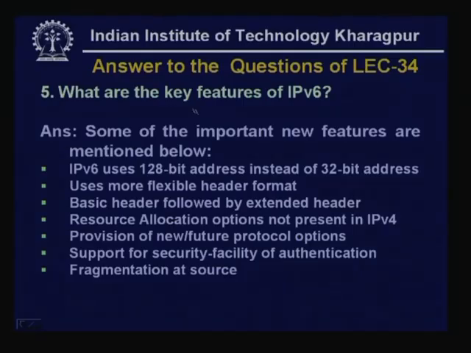Fifth question was, what are the key features of IPv6? As I mentioned, some of the most important new features are mentioned below. It uses a 128-bit address, it uses a more flexible header format, and there are 2 parts, basic header followed by extended header, and resource allocation options are not present in IP version 4. Provision for new and future protocol options is provided. It supports security facility for authentication, and the fragmentation is done at source. So, these are the features of IPv6, and with this we come to the end of our discussion on TCP/IP.